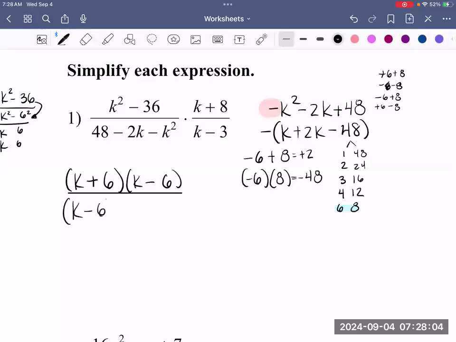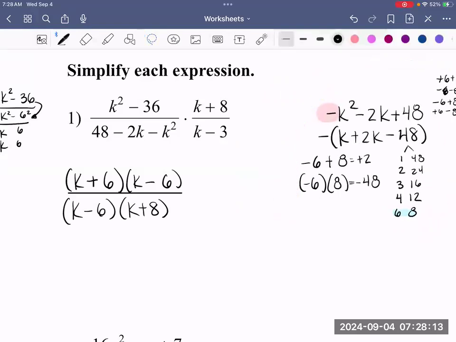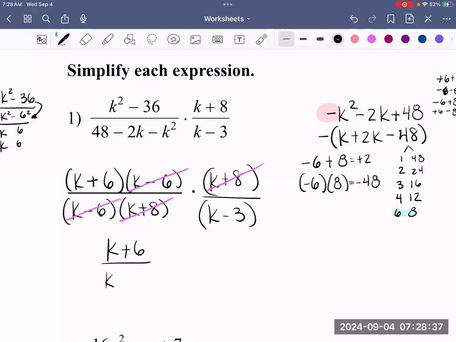So we have k minus 6 and k plus 8. I'm going to scooch this over a little bit. So now we have times k plus 8, and we'll put that into parentheses, and k minus 3. Now of these, what looks the same in your parentheses? So we have a k plus 8 that can cancel and simplify, and we have a k minus 6. So we're left with k plus 6 over k minus 3.